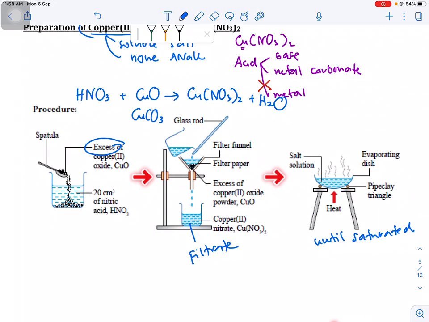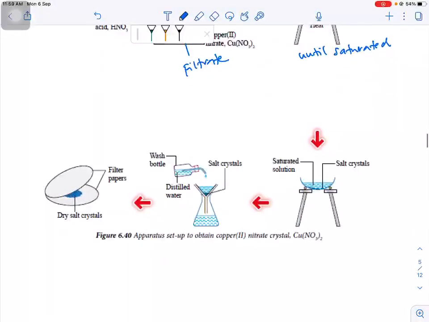When you heat until saturated, the water is going to evaporate. Okay, and then the salt will become saturated salt. And this saturated salt, when you leave it at room condition, is going to turn into salt crystal. And the next step, you have to filter by using filter paper and filter funnel and add a few drops of distilled water. And you can get your salt crystal. How to make it dry? You just press between two filter papers and you will get copper II nitrate crystal.